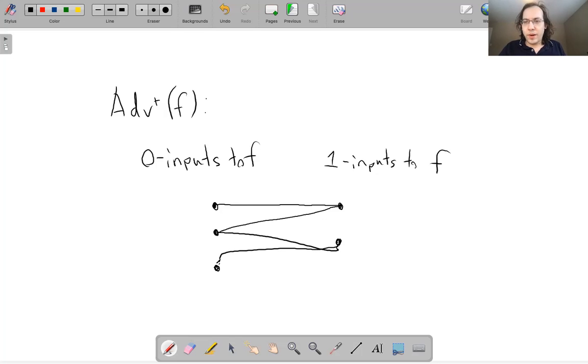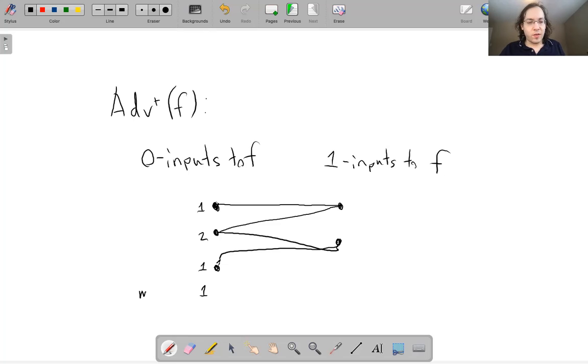The lower bound you get at the end depends on a few things. First of all, it depends on the degree that you get on the left. You can look at the degree of these vertices on the left, the 0 inputs, and say, okay, here the degree is 1, here it's 2, and here it's 1. So we'll look at the minimum degree, and the minimum degree is 1.